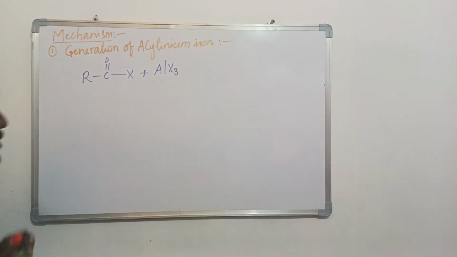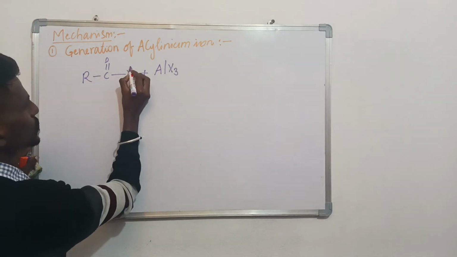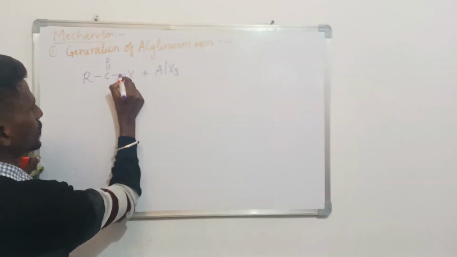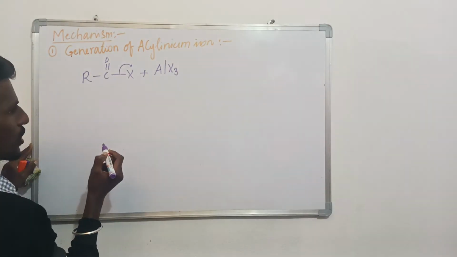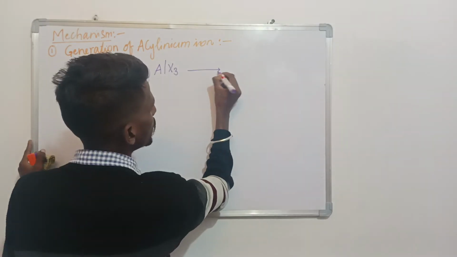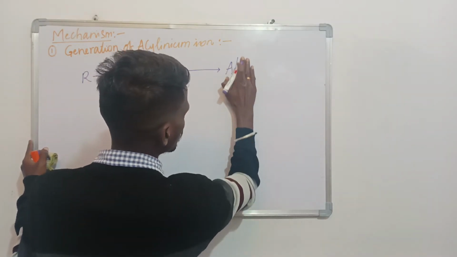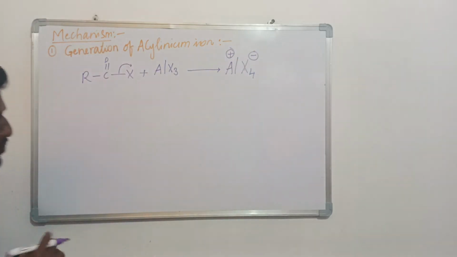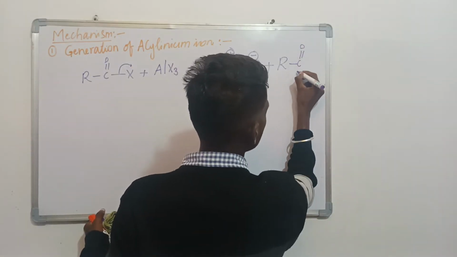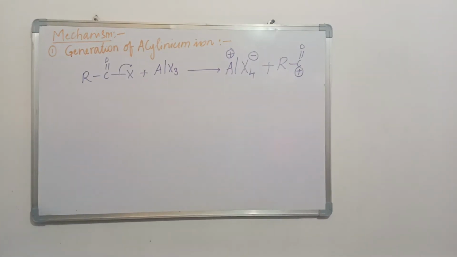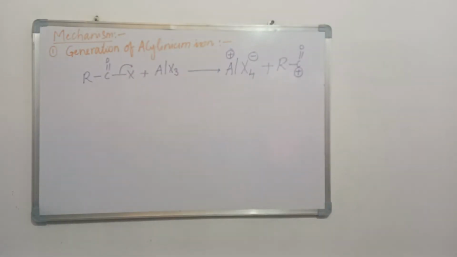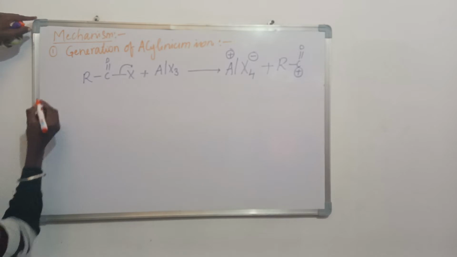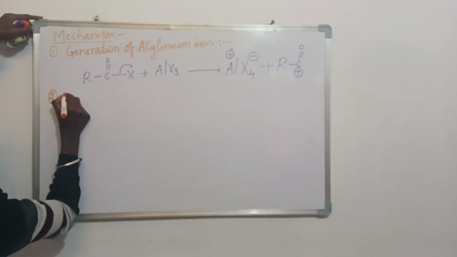Due to electronegativity, the electrons are shifted towards the halide, and it will be converted into AlX4 minus and a positive charge, which gives the strong acylium ion. This is called generation of the acylium ion.